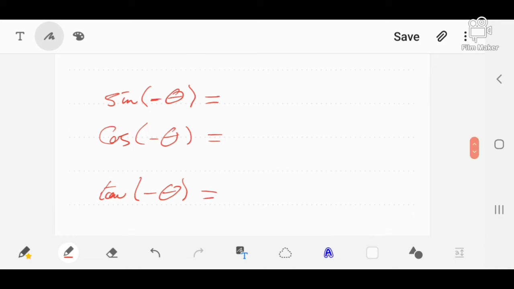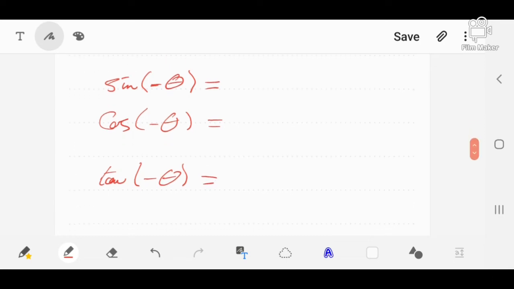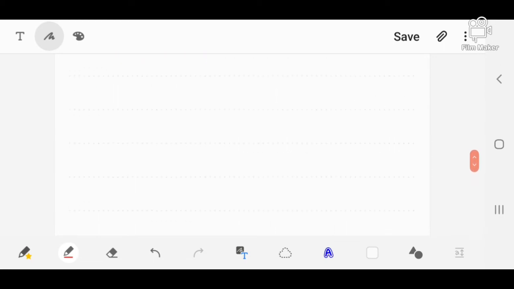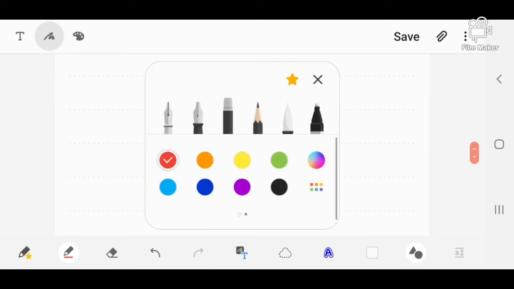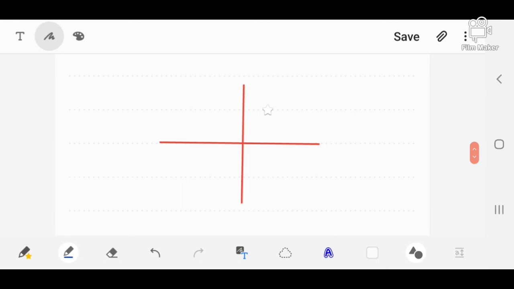Let me remind you, when do we have positive and negative angles? As we said before, all students take calculus, right? A means all sine, cosine, and tan are positive. In the second quadrant, only the sine is positive. In the third quadrant, only the tan is positive. In the fourth, only cosine is positive. Now, what's the relation between this and what I'm talking about here?